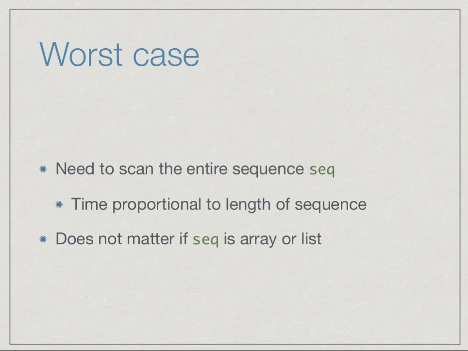So we are typically interested in how long this function would take in the worst case. So what is the worst case? Well, of course, one worst case is if we find the value at the end of the list. So v is the last value. Then we have to look at all.